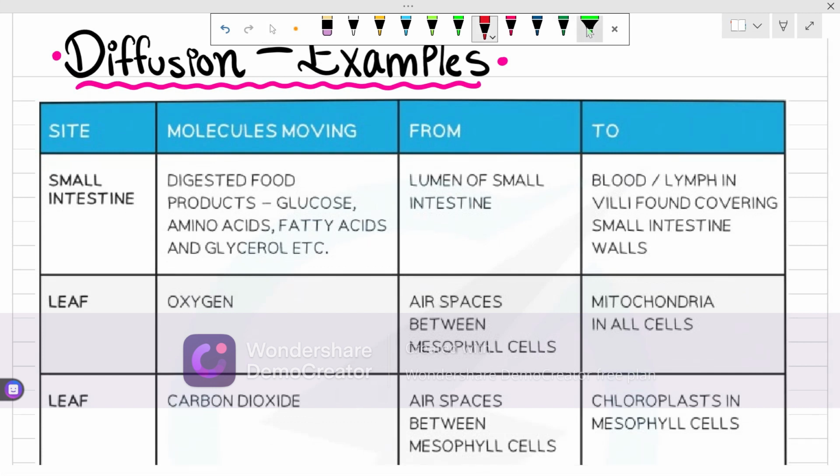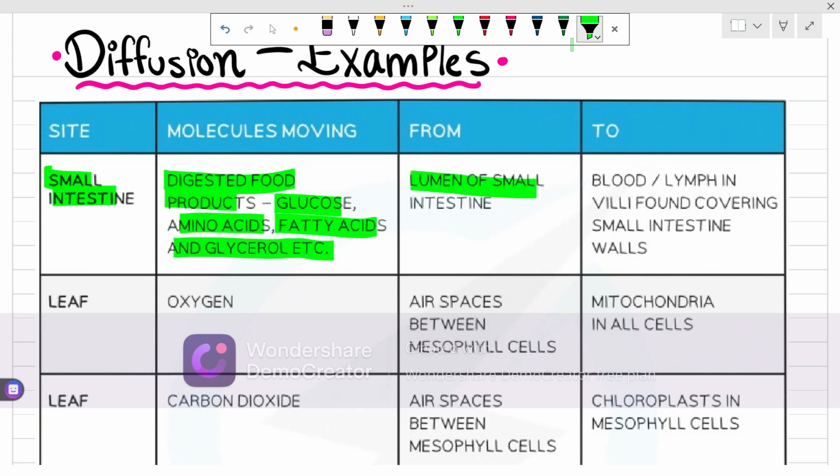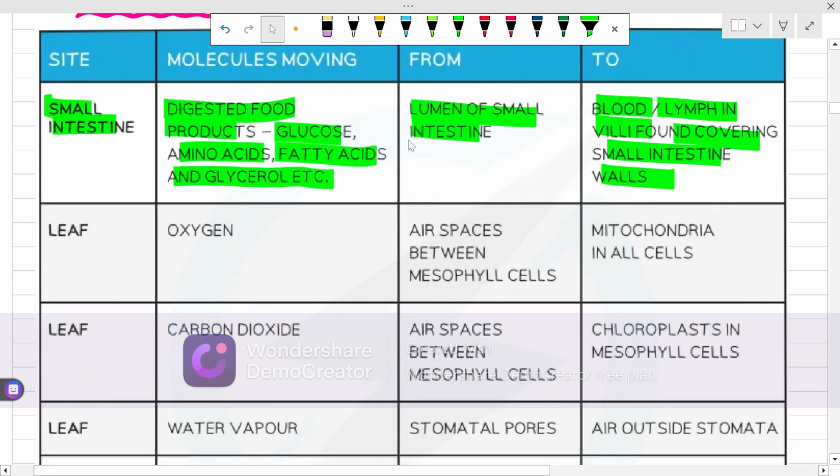These are some examples of diffusion. The site, and the molecules moving from where to where. So in the small intestine, the molecules moving are digested food products like glucose, amino acids, fatty acids, and glycerol, from the lumen of the small intestine to blood and lymph in the villi found covering the small intestine walls. Villi are finger-like projections in the small intestine to absorb nutrients and minerals.